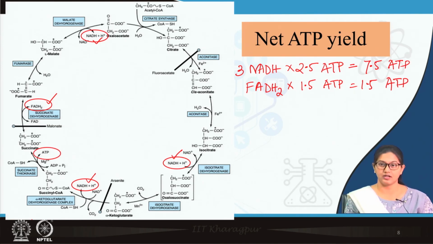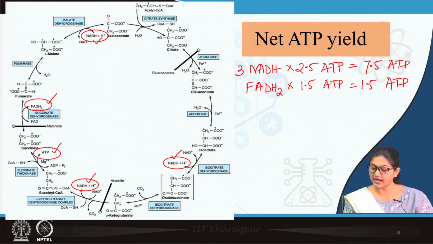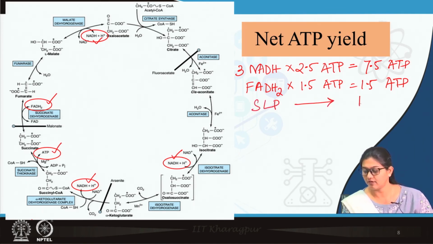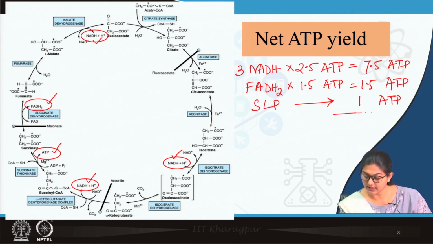Then there is substrate level phosphorylation. So, in substrate level phosphorylation we are getting 1 ATP. So, at the end of one TCA cycle we are getting 10 molecules of ATP.